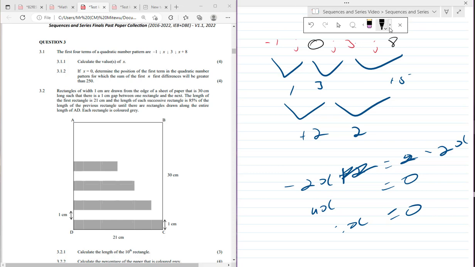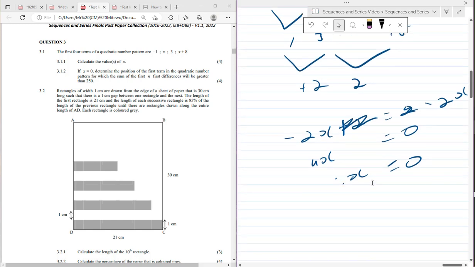Now let's check if it works. Right? 0 minus minus 1, that's going to be positive 1, that's correct. 3 minus 0, that's going to be 3. 8 minus 3, that's supposed to be 5, that's correct. And then we can do 3 minus 1, that's 2. 5 minus 3, that's 2. So I've solved for x. X is obviously equal to 0.